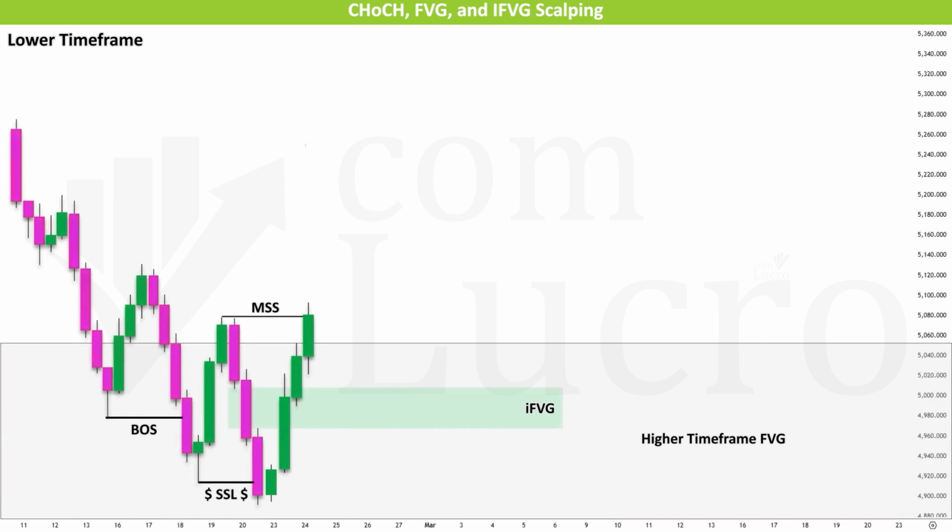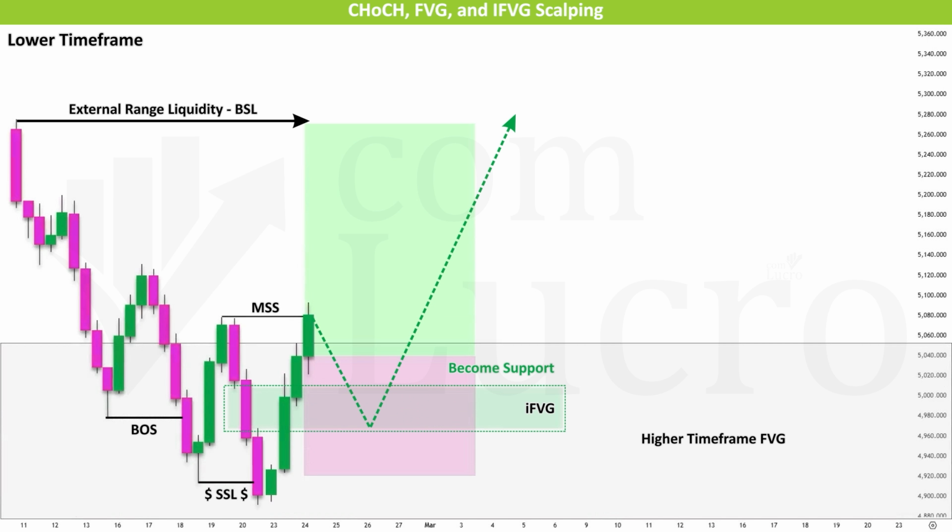When this inverse fair value gap forms, it often acts as a new support level, and this is where you begin planning your long position. At this point, the focus shifts to execution. To enter the trade, you have 2 options. The first option is to enter immediately after the inverse fair value gap forms inside the higher time frame fair value gap. In that case, you open the position at the opening of the next candle, with your stop loss placed below the most recent swing low.